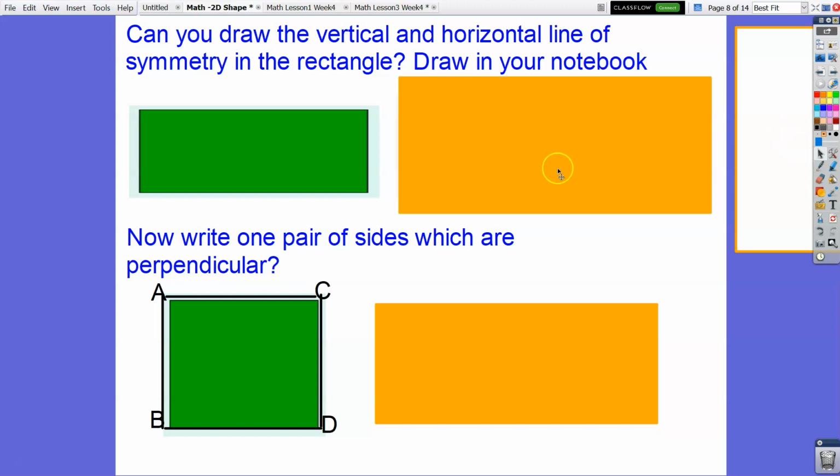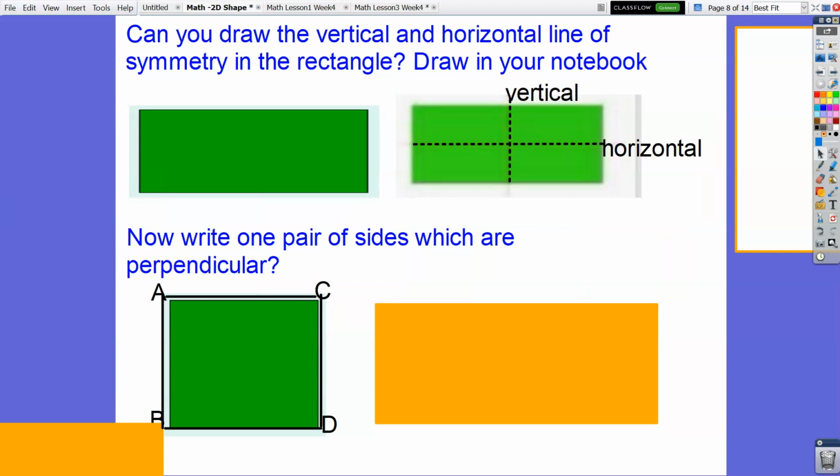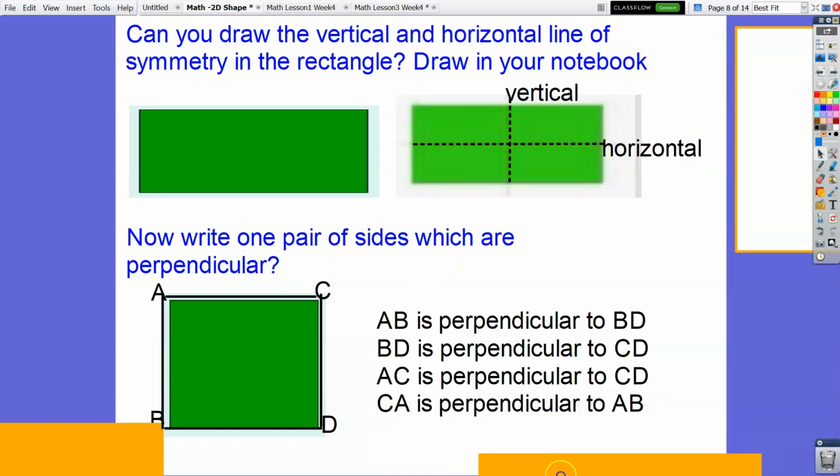Time is up. Now let's reveal the answers. Here, we got a vertical line and horizontal line of symmetry. And the sides that are perpendicular are line AB and line BD. So this is a point on the B corner. Line BD and line CD connect also at the D corner, and it's still forming 90 degrees. So it's still a perpendicular line.